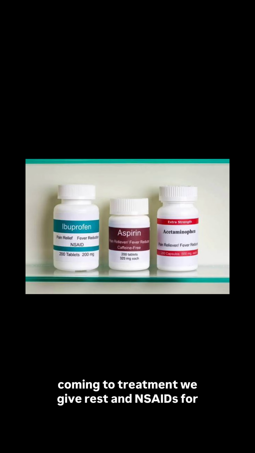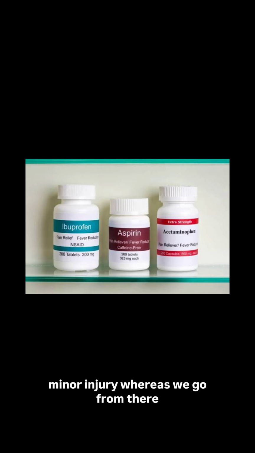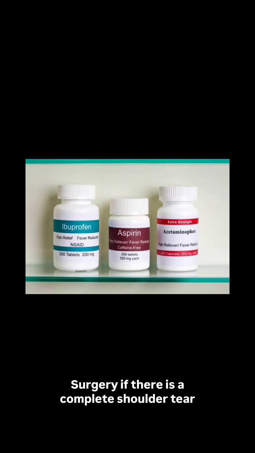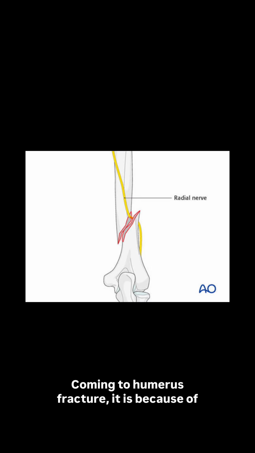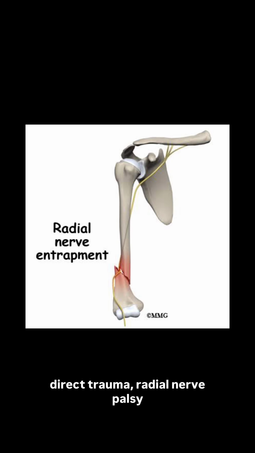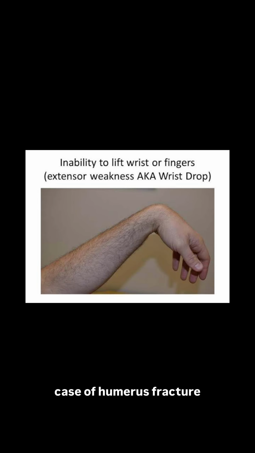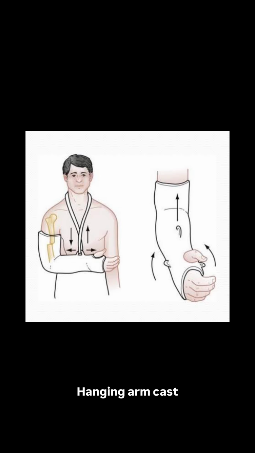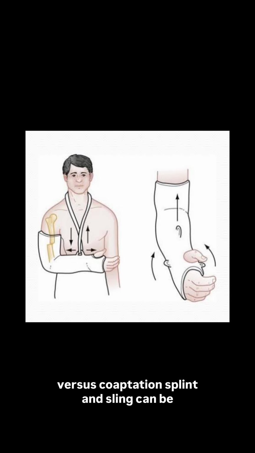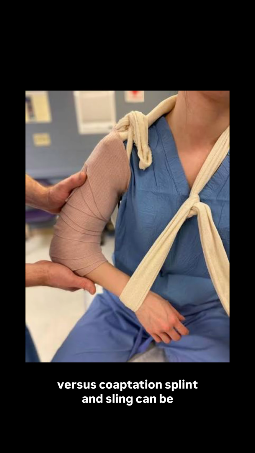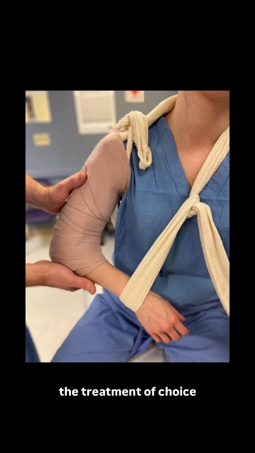Coming to treatment, we give rest and NSAIDs for minor injury, whereas we go for surgery if there is a complete shoulder tear. Coming to humerus fracture, it is because of direct trauma. Radial nerve palsy may lead to wrist drop and loss of thumb extension in case of humerus fracture. Hanging arm cast versus coaptation splint and sling can be the treatment of choice.